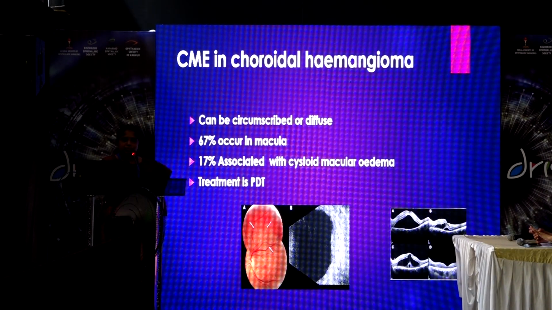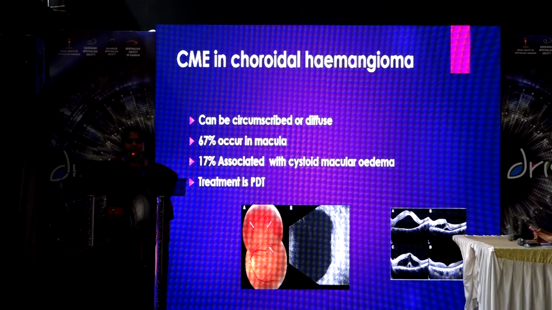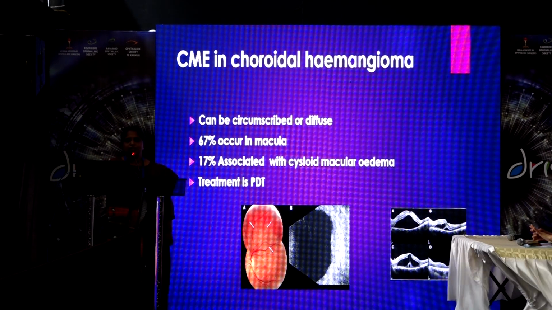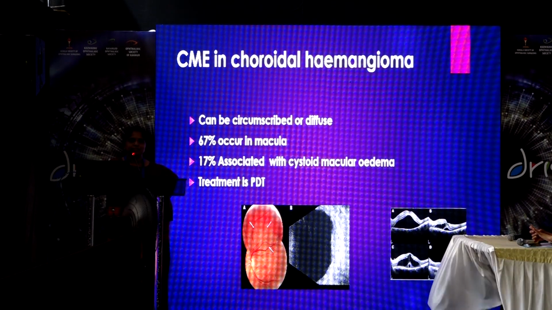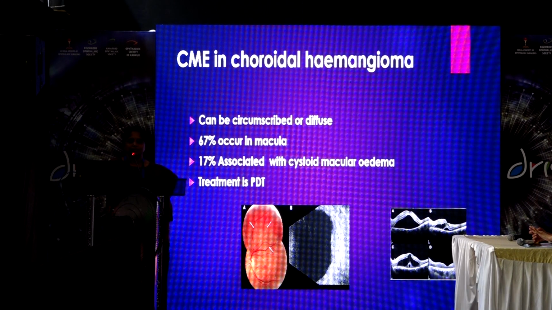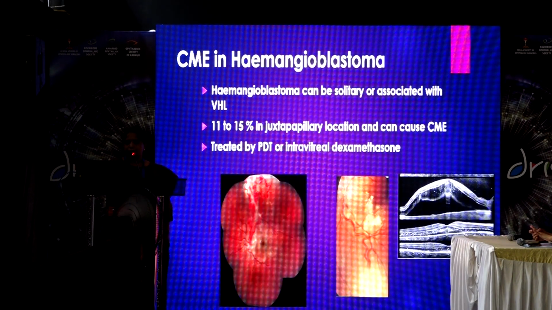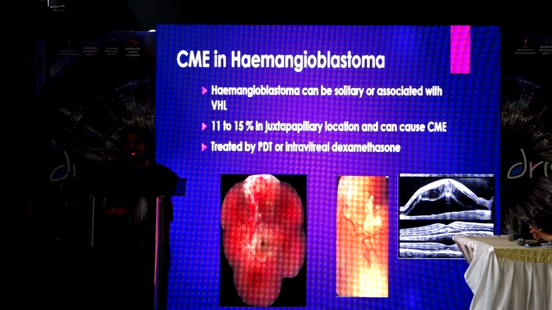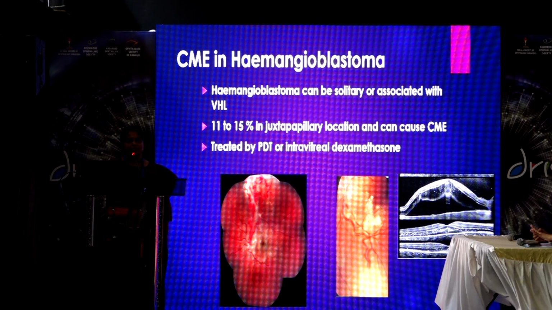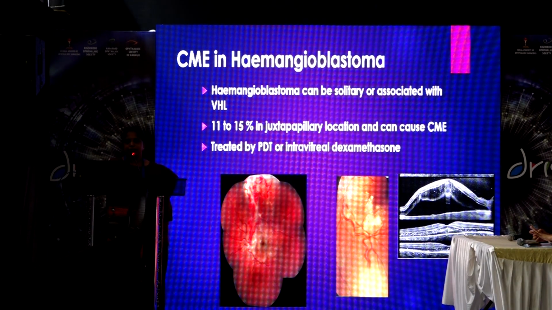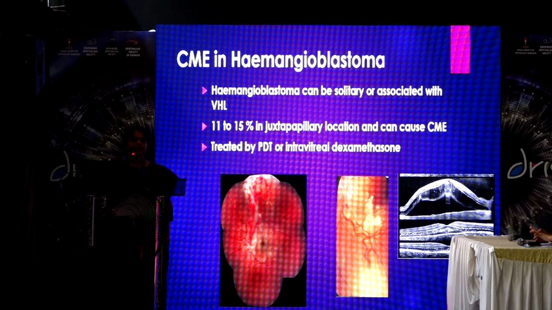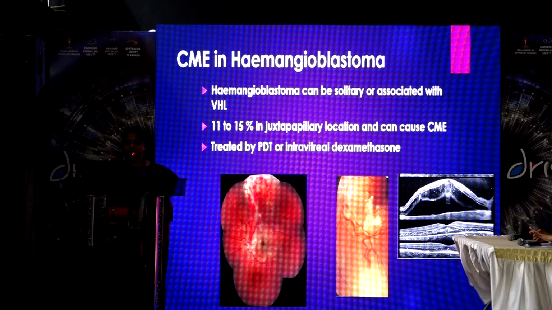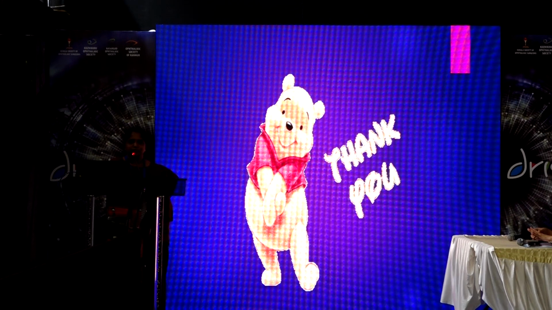Certain vascular tumors: choroidal hemangioma can be well circumscribed or diffuse, and 70% occur in the macular area. It can be associated with cystoid macular edema, and you have to treat it with PDT. Then hemangioblastoma, usually seen in von Hippel-Lindau disease, and 11 to 50% are juxtapapillary in location. This can present as cystoid macular edema, treated by PDT or intravitreal steroids. Thank you.